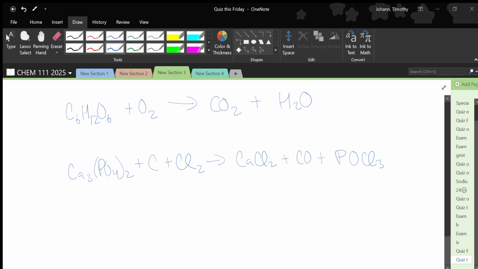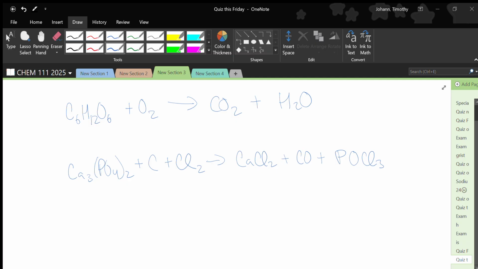What does this 2 mean here? There's 2 phosphates, 2 of everything in the parentheses. How many oxygens are in this compound? 8, 2 times 4, right? What if there was a 2 here? How many oxygens would I have? 16. 2 times 4 times 2, okay?